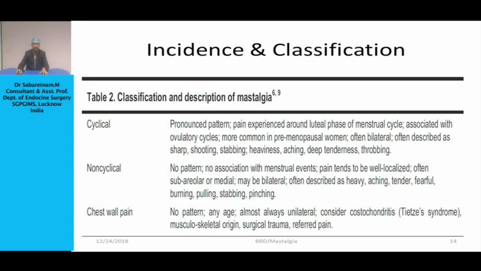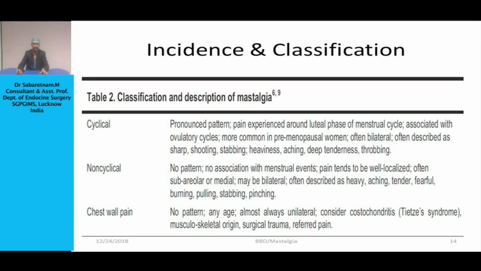Cyclical Mastalgia has a pronounced pattern, pain experienced around the luteal phase of the menstrual cycle, associated with ovulatory cycles, more common in premenopausal women, often bilateral, and described as sharp, shooting, stabbing, heavy aching during the period. Non-cyclical has no pattern, no association with menstrual events, tends to be well localized, subareolar, medial, and is very difficult to treat. Chest wall pain has no pattern, and we have to rule out costochondritis or Tietze syndrome. It is always musculoskeletal in origin.